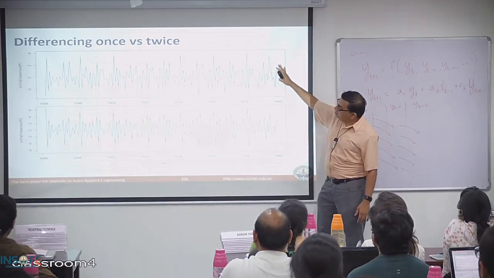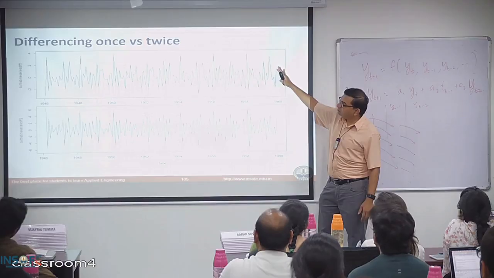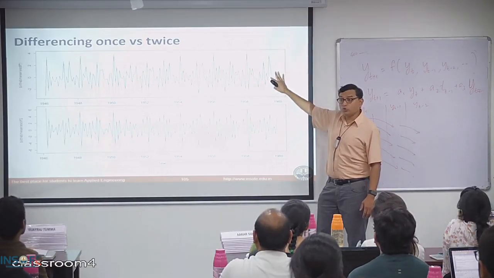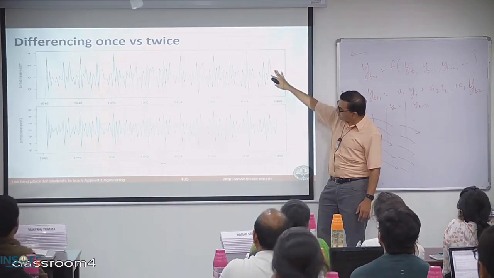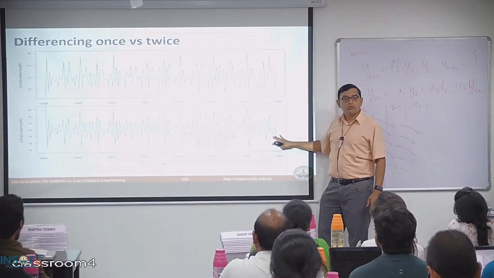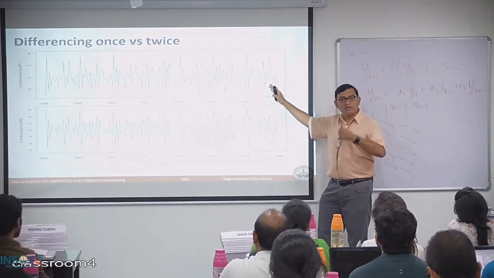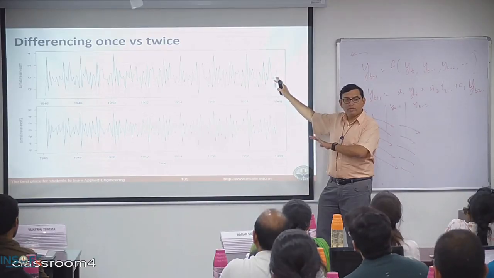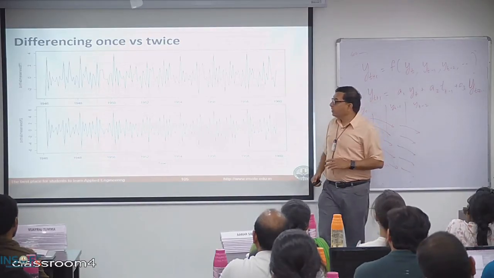Does this look like there is trend here? To my eyes, it looks like most of the trend has been removed. To me, it doesn't seem like there is much difference between these two. So for this particular chart, I would guess that differencing once is enough. This is what I would say.